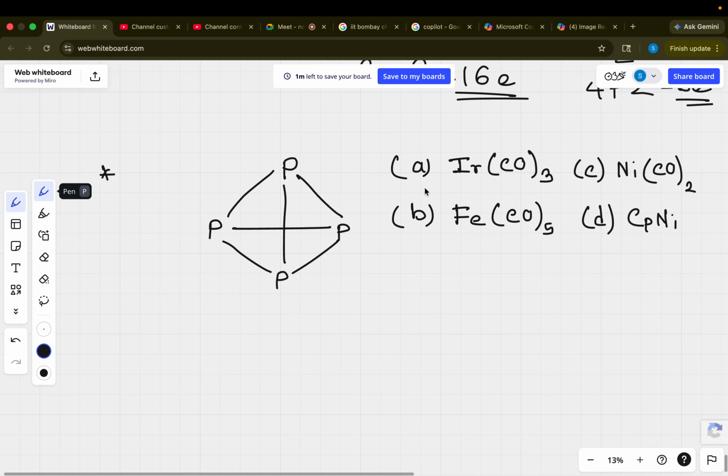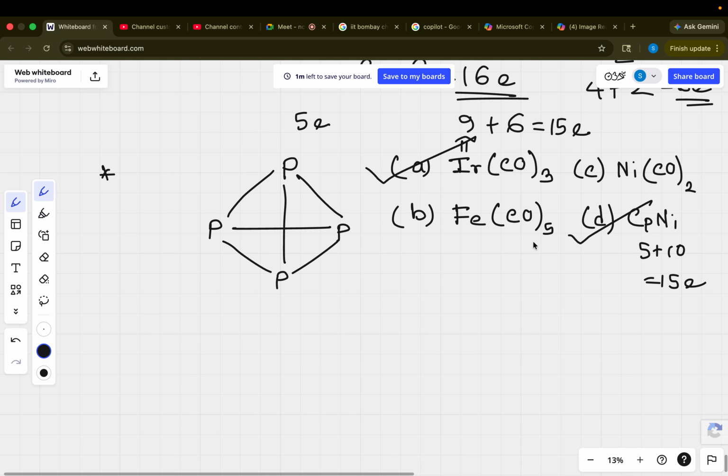Yeah, so which option is it? Option D, sir. Option D. What about option A? Iridium is 9 and 6 electrons from 3 carbonyls. So this is also 15 electrons. Phosphorus means you have 5 electrons. You are also getting here 5 plus 10, 15 electrons, right? So here both option A and D. Okay, both option A and D. Fine. Yes, sir. Okay.